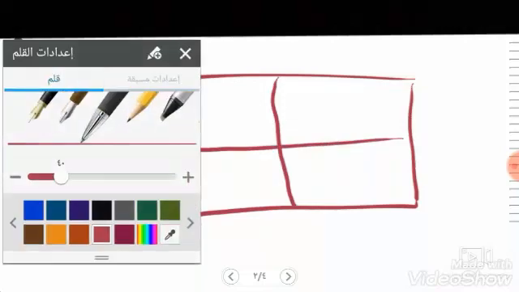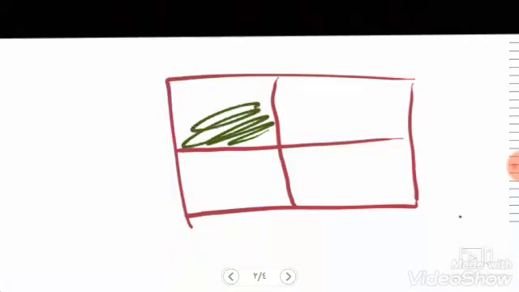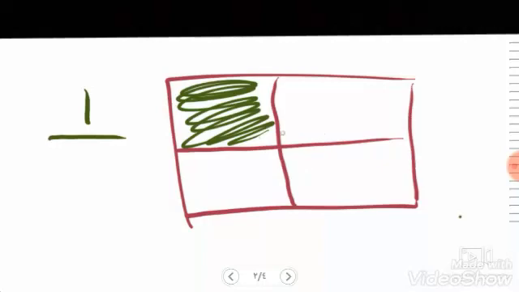Okay, and I divide this tile into 4 equal pieces like this, and I colored this piece green. So how many pieces did I color now? I colored only one piece out of how many small pieces for the whole tile here? 4. 1, 2, 3, 4. So this is my fraction.